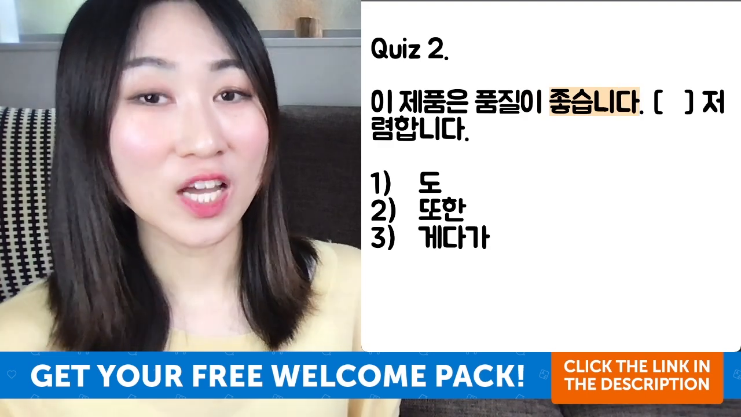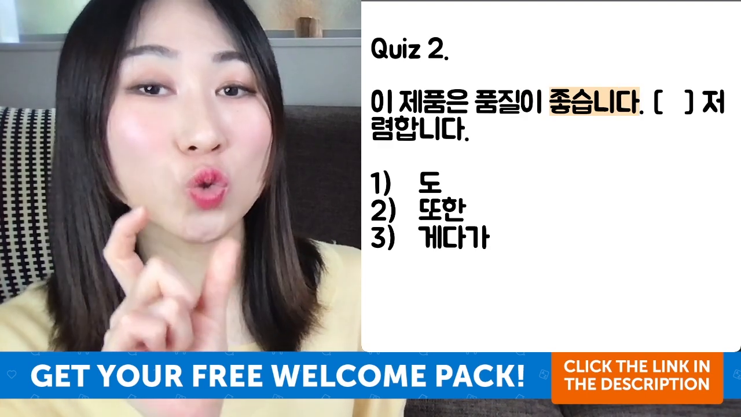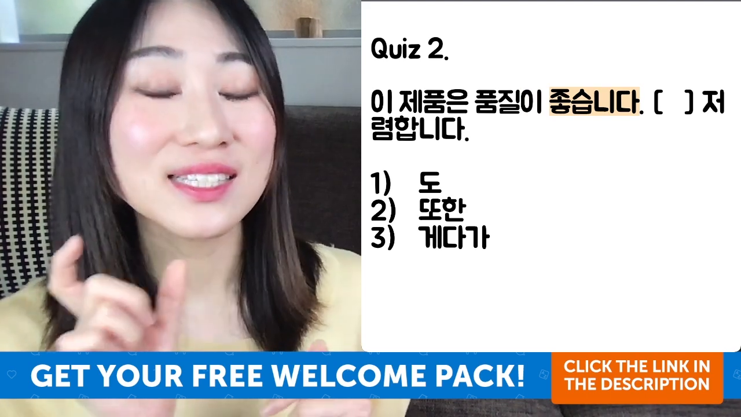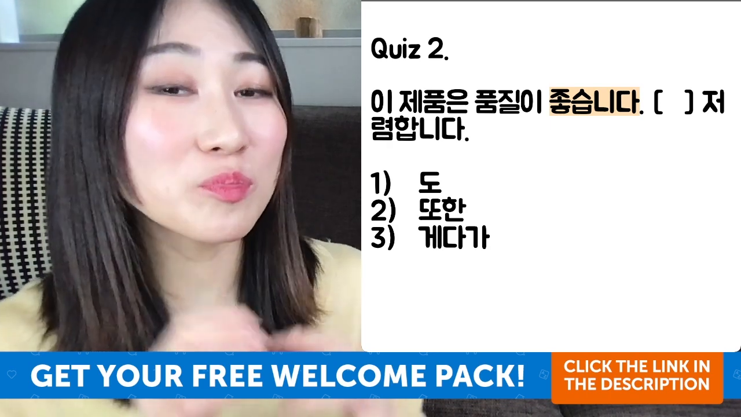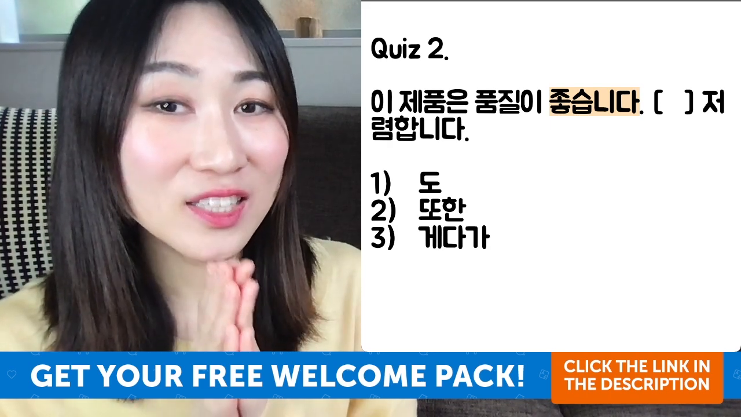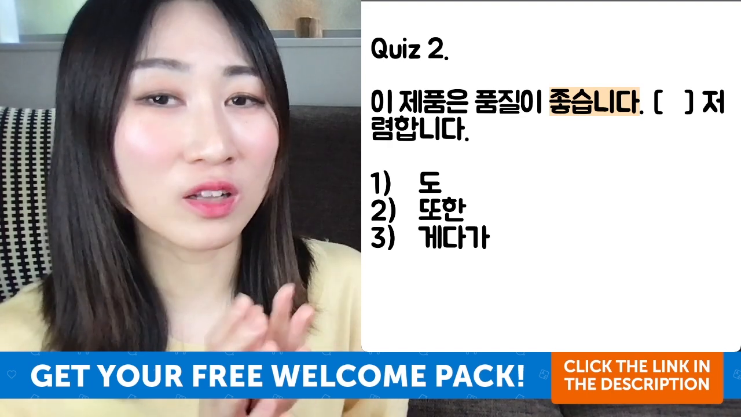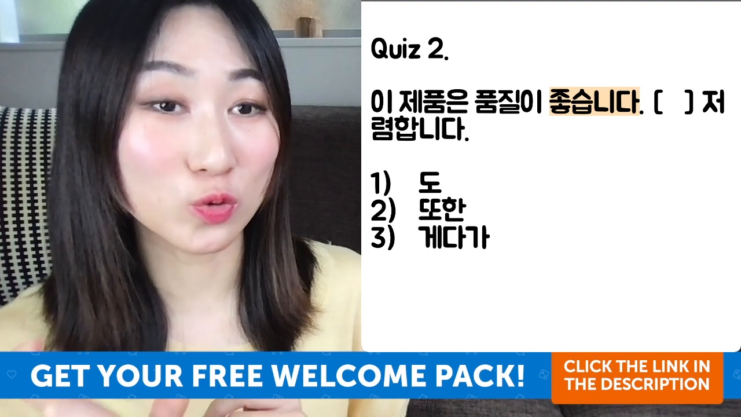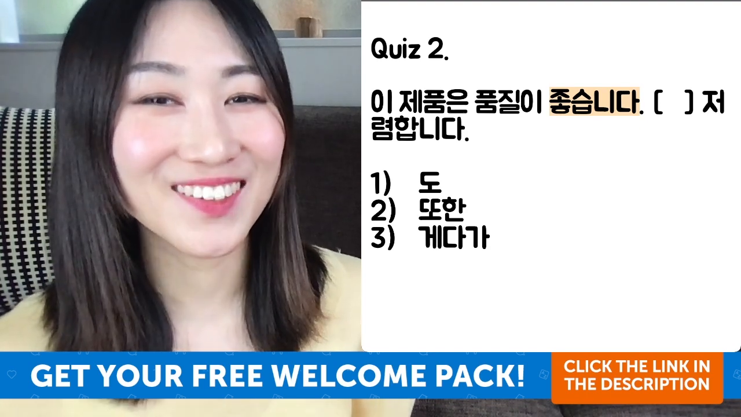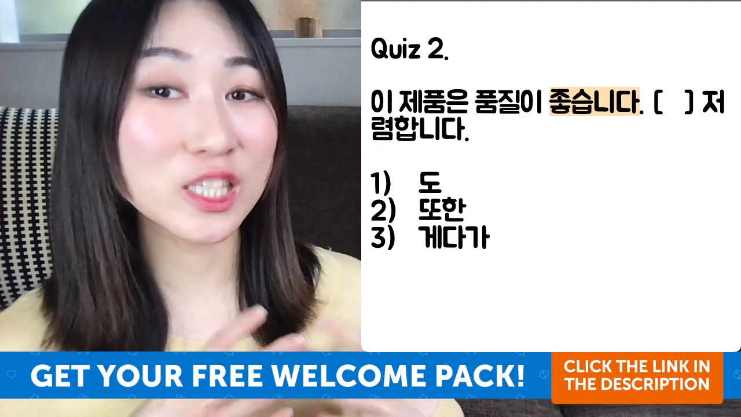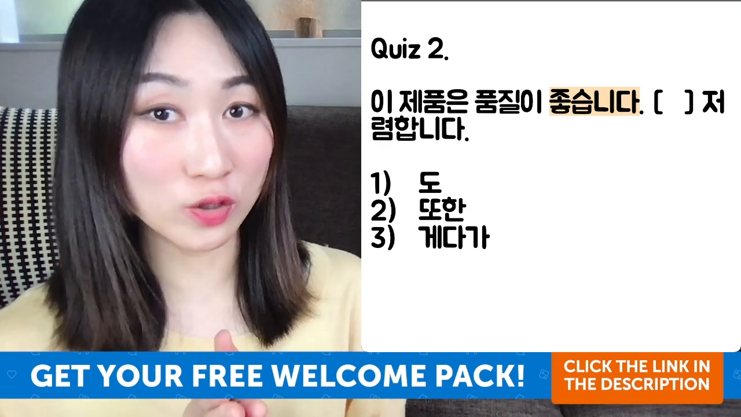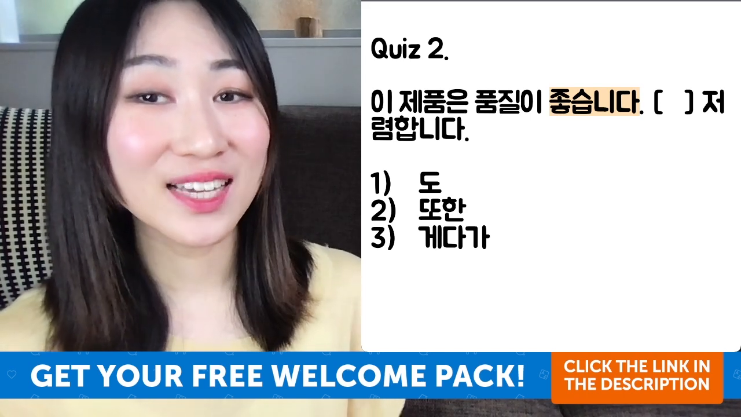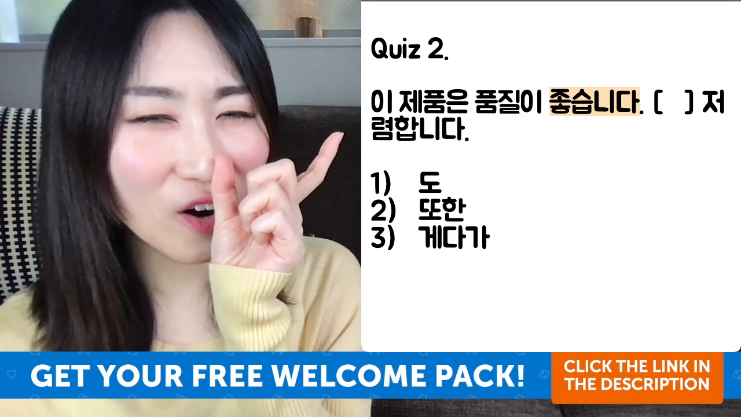좋습니다 is a combination of 2 different words. 좋다, meaning to be good, is an adjective. 좋다. 습니다 is a conjugation. It's present tense and it conveys the formal nuance. So 습니다 is a formal present tense. So 좋습니다 means it's good. So it literally means as for this product, the quality is good. 이 제품은 품질이 좋습니다.